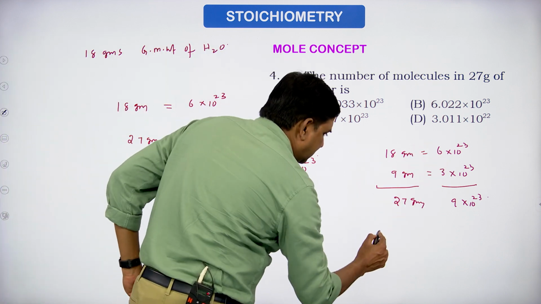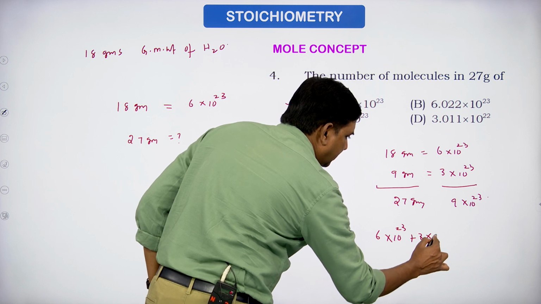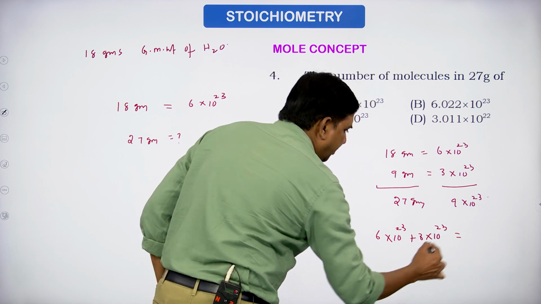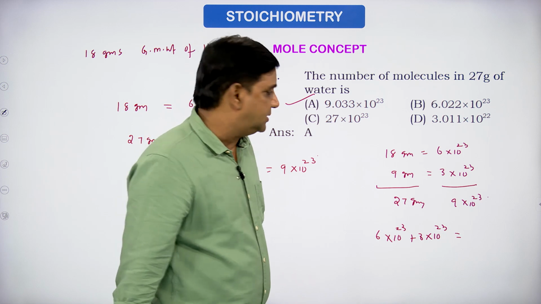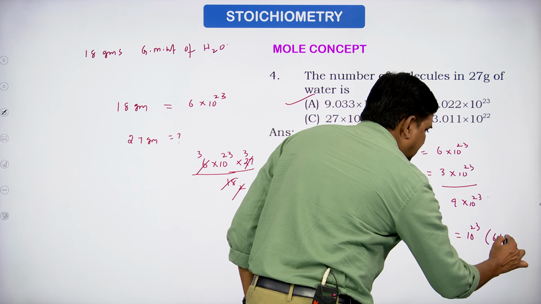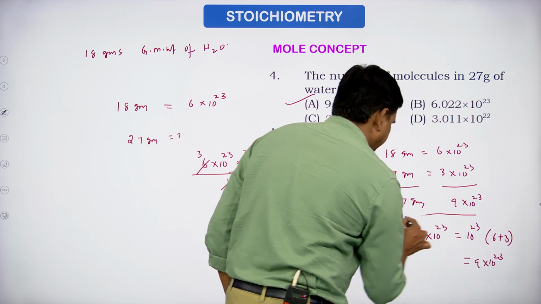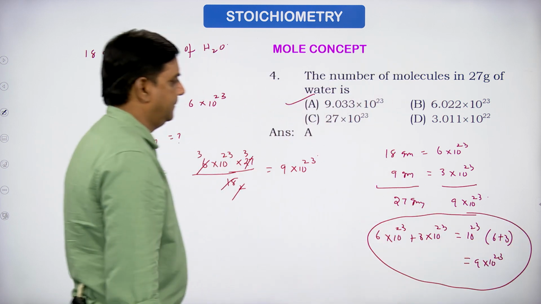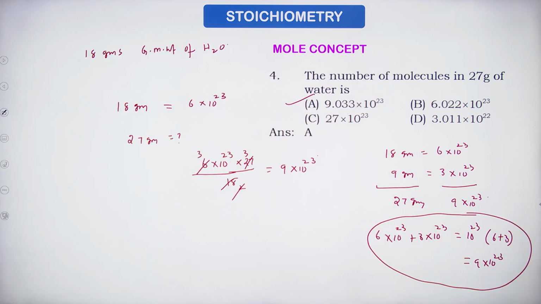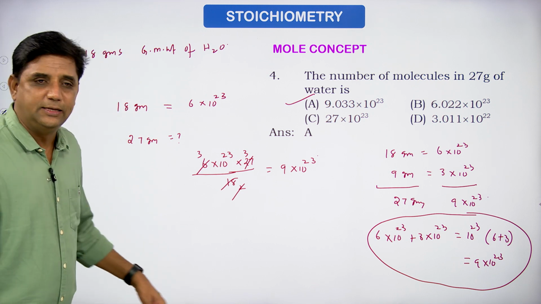When you add these two, 6 into 10 power 23 plus 3 into 10 power 23, 10 power 23 is taken as common. So 10 power 23 into (6 plus 3), that is equal to 9 into 10 power 23. So, here, students, the answer is A. Very simple question.